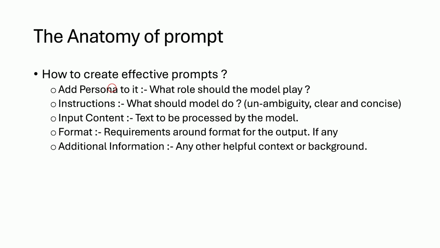After that, if you have any input context, you need to provide that input. For example, if you want to process a text, then you have to provide the text to be processed by the model. And finally, the format: what format you want the output to be, so any requirements around the format for the output. If you want your output in tabular format or any other format, you could use this as an option. And the additional information: any other helpful context or background you can provide to your prompt. If you add these points, it will make your prompt more effective. You have to add persona, instructions, input, format, and any additional information. So this is the anatomy of a prompt.